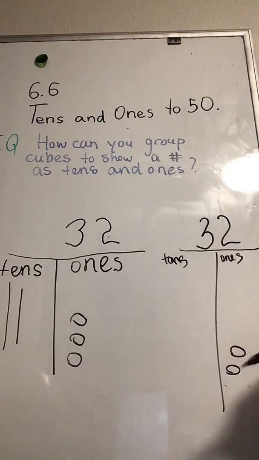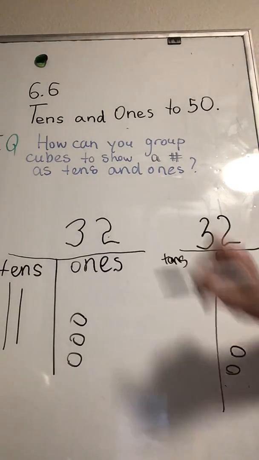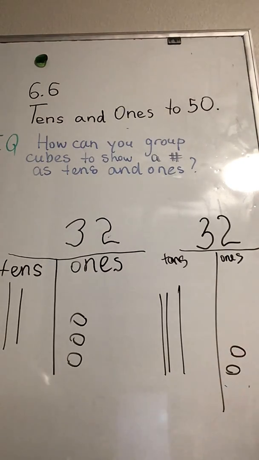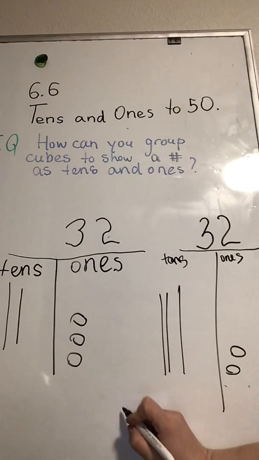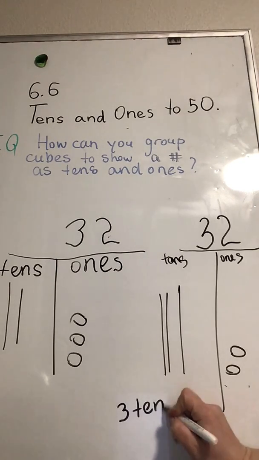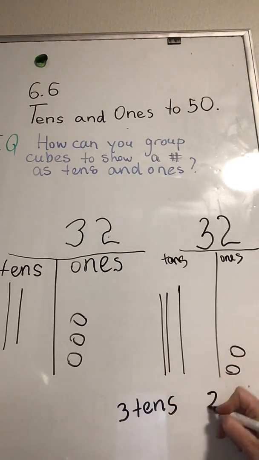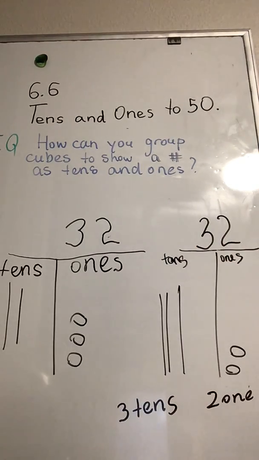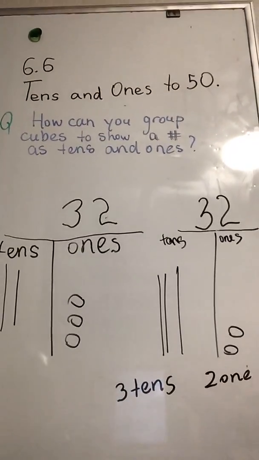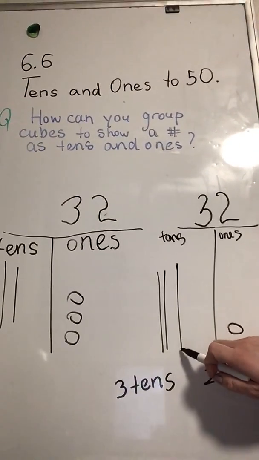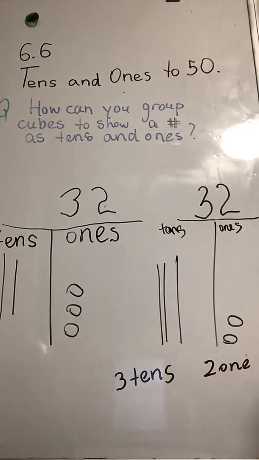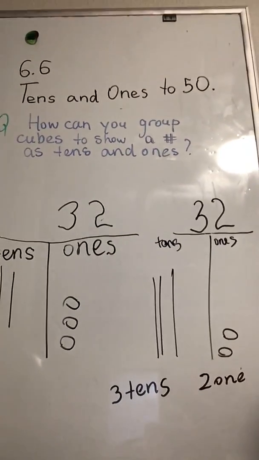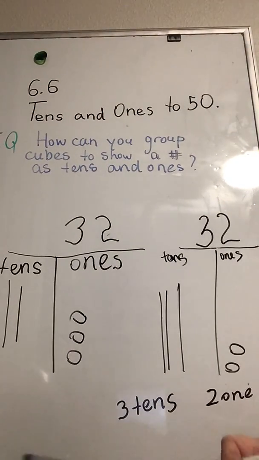How many tens am I going to do? Let's keep doing the skinnies till I get to 30. 10, 20, 30. How many skinnies did I have? 3 skinnies. So it would be 3 tens and 2 ones. Does that equal number 32? Yes, it does. Very good. 10, 20, 30, 31, 32. Did we fix the problem? Yes, we did.